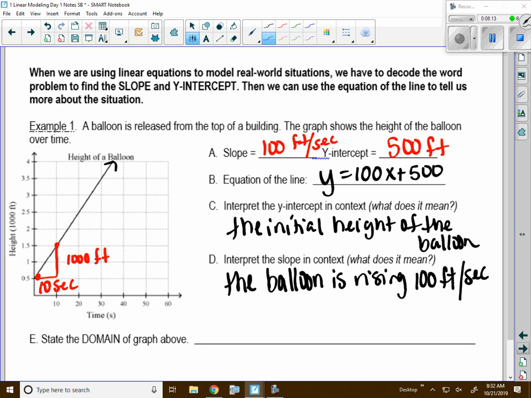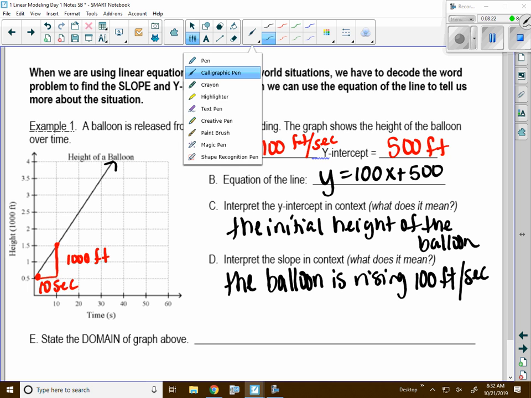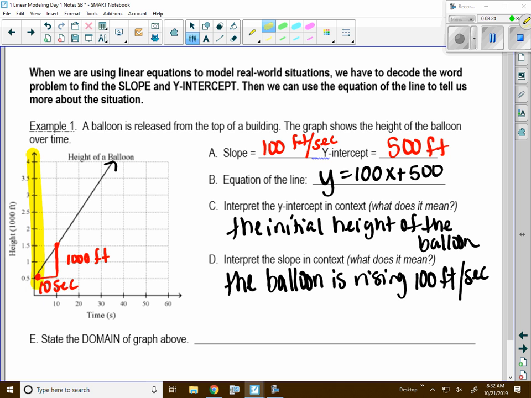So let's talk about our domain. Domain is time. So what is our initial time? 0 seconds. So our domain starts at 0 and it goes to what? Infinity. So it's 0 to infinity. Okay, so 0 less than x less than infinity. Now, I don't want to be equal to.